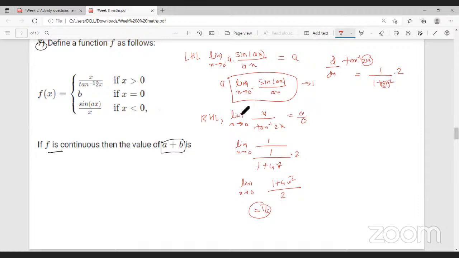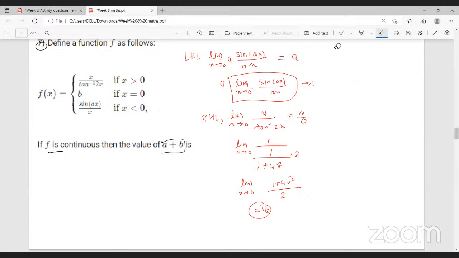This is if we know the L'Hopital rule and if we know the derivative of tan inverse x. So what if I don't know the derivative of this function and I don't know the L'Hopital rule also? How should I solve this question? Any different approach? Anyone?